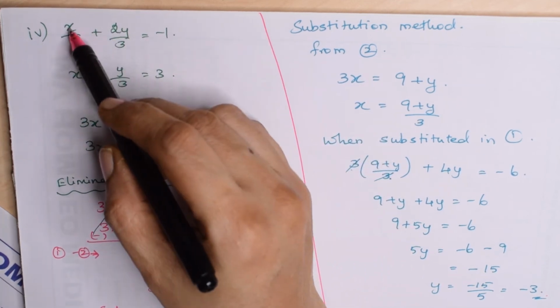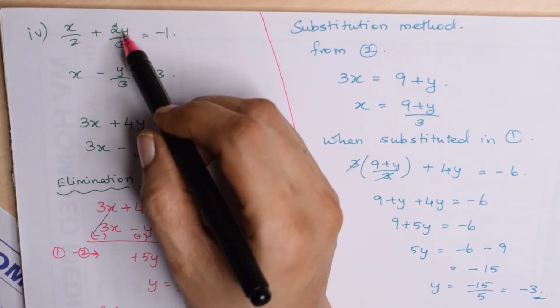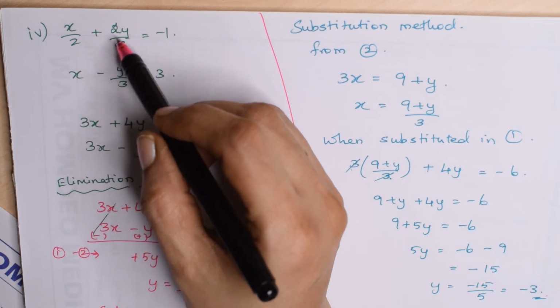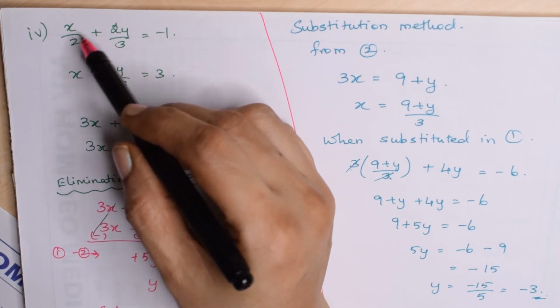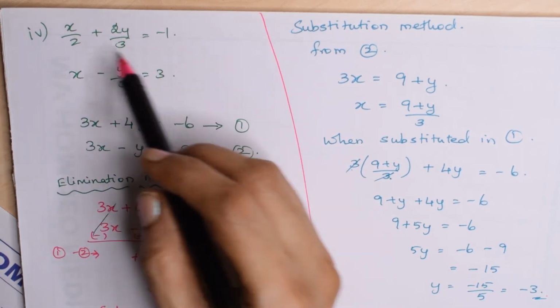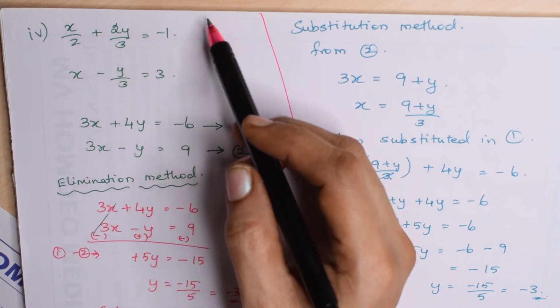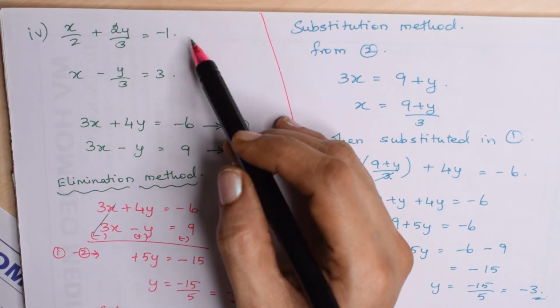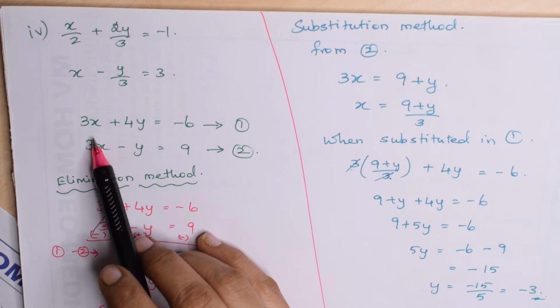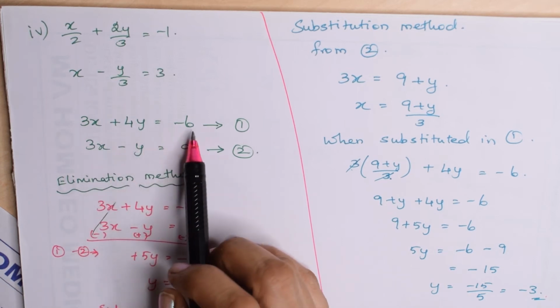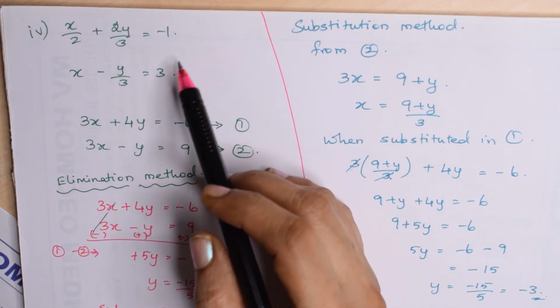So 3 will be cross multiplied here and 2 will be multiplied here. 3x and 2 will be multiplied here, I said. 3x plus 4y is equal to something by 6. And this 6 I am taking to the numerator side, so it becomes minus 6. So this becomes the equation: 3x plus 4y is equal to minus 6. This becomes the first equation.